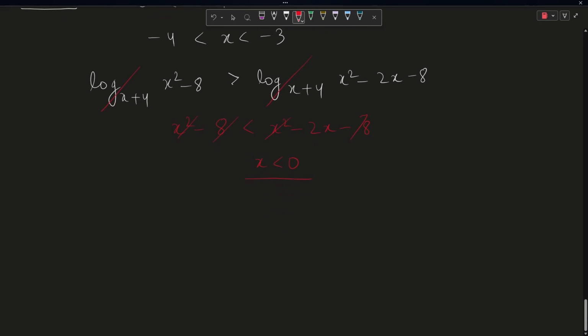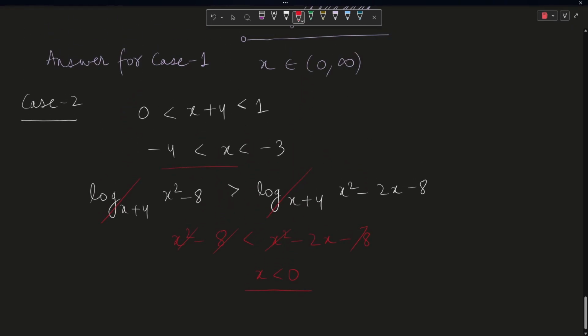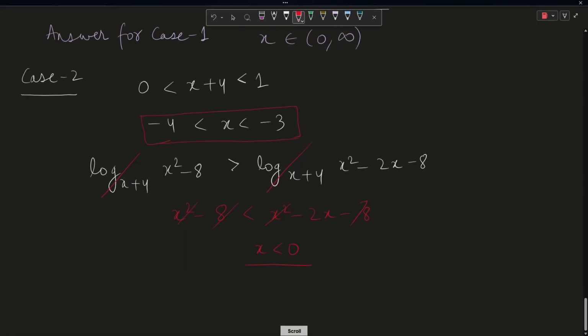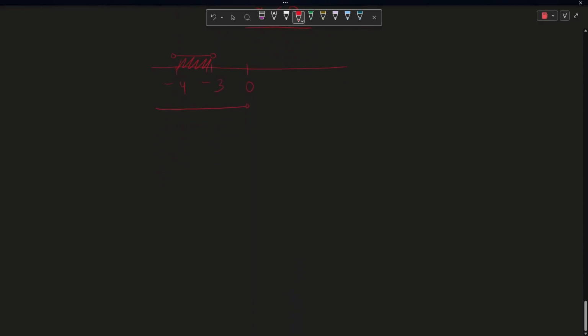Again, x is less than 0, but this is not the answer for case 2, because we also have to keep in mind the condition that we have established for the base, on which basis we have solved the inequality. So plotting the points, we get 0, −3, −4: −4 to −3, and 0 to infinity. So obviously the common part is −4 to −3. Hence the answer for case 2 will be −4 to −3.